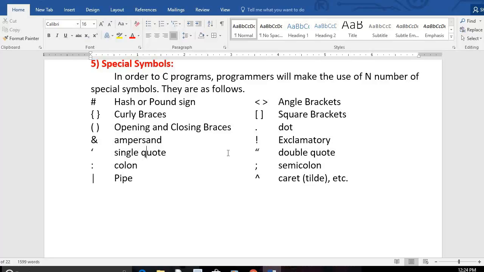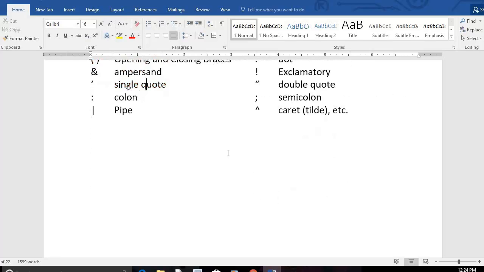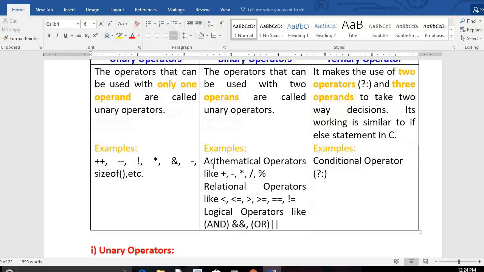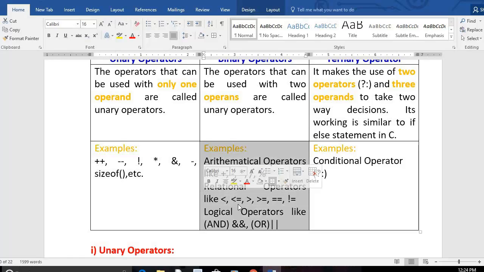This is all about special symbols. And one more C token is important: operators. What is an operator? See here: plus, minus, multiplication, division, mod. These are arithmetical operators. Less than equals to, greater than equals to, double equals to, not equals to. These are relational operators.